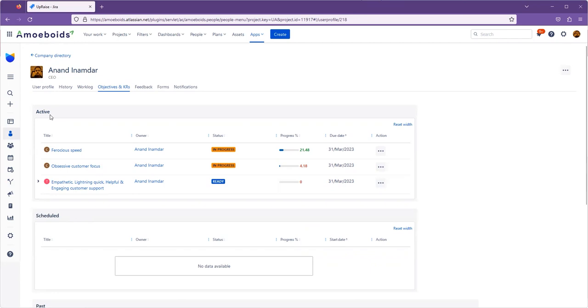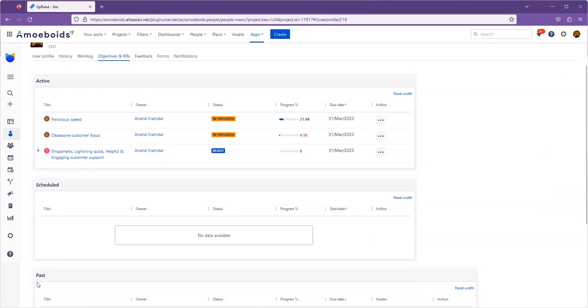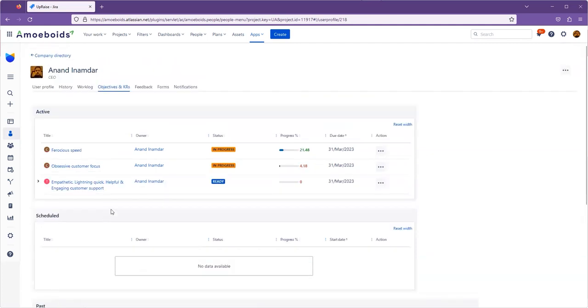It lists out all the currently active OKRs in the first bucket, all the upcoming OKRs for this given user in the scheduled bucket, and all the past OKRs, all the OKRs that have already exceeded their due dates, in the past bucket. However, let's understand this in a bit more detail.